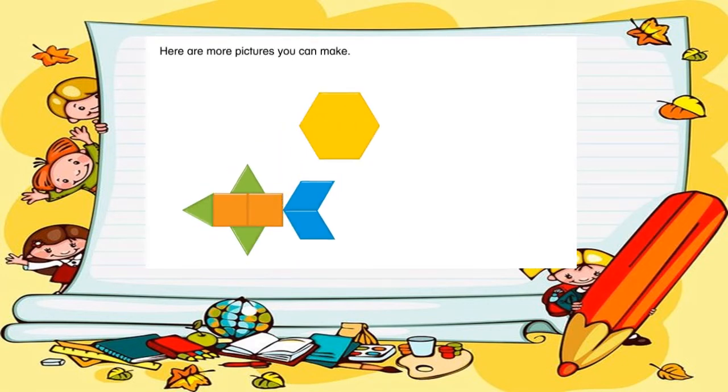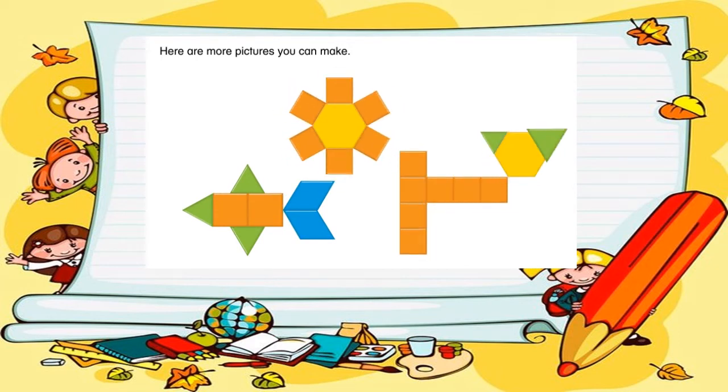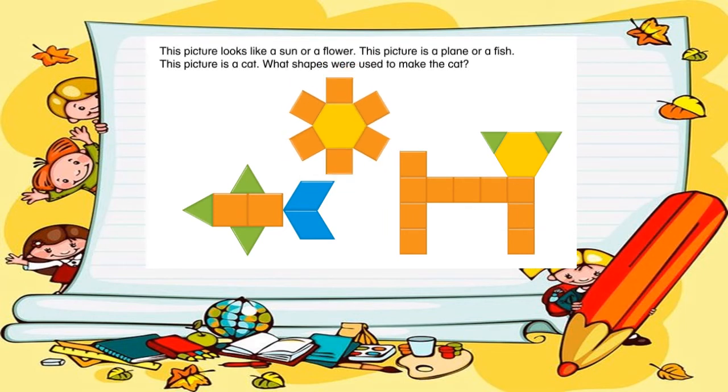Here are more pictures you can make. This picture looks like a sun or a flower. This picture is a plane or a fish. This picture is a cat.